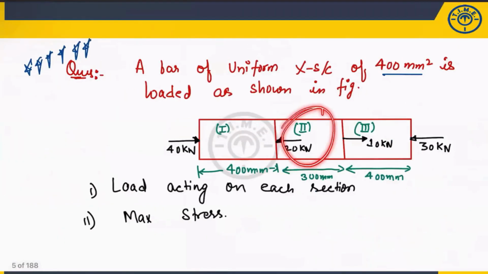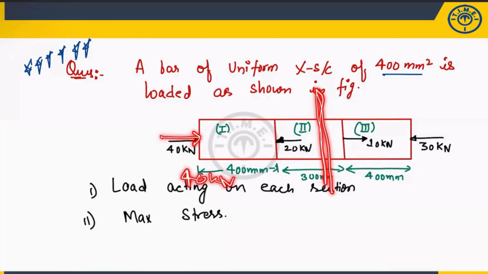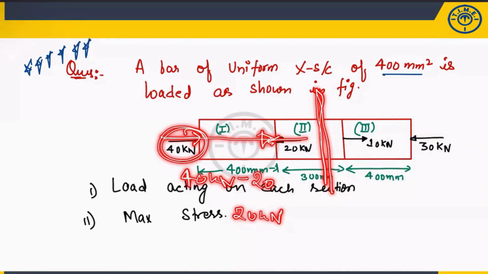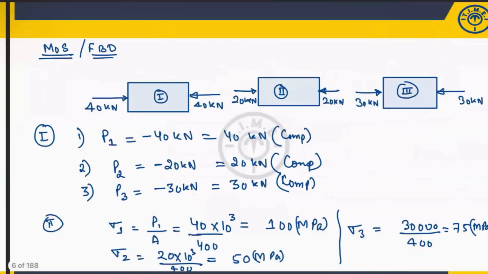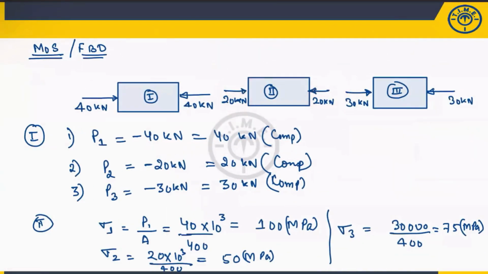Similarly, you will do for the second section also. Take the section. What is the load acting? 40 kilonewton in this direction. And this is 20 kilonewton. So 40 minus 20 is 20 kilonewton. How will you decide the direction? This force is acting in this direction because its magnitude is more. So the direction will be this. Same thing I have superimposed. Now is it clear?